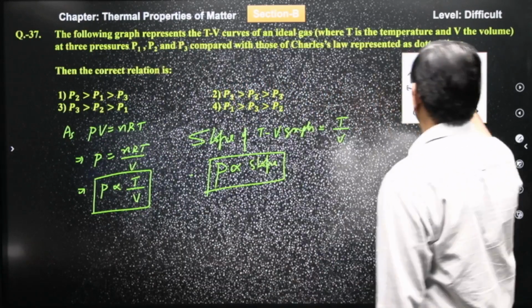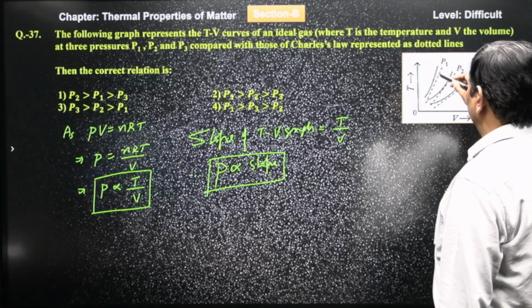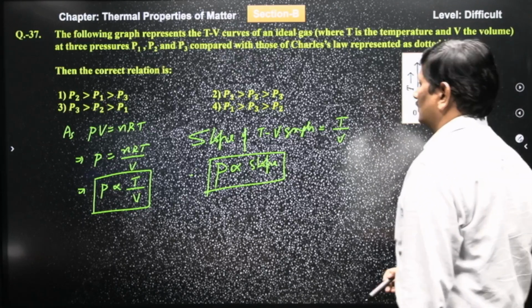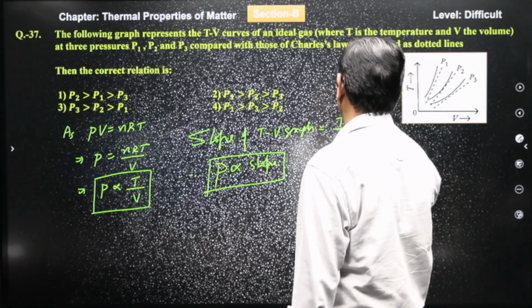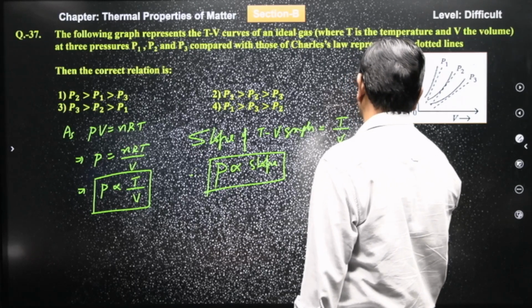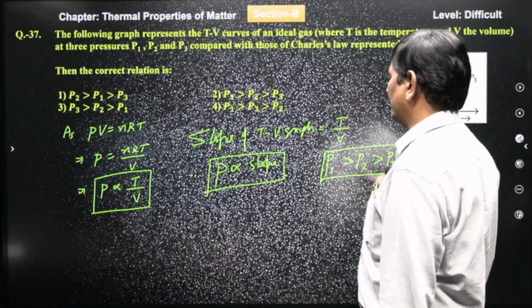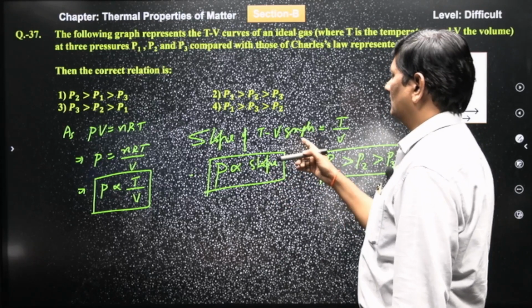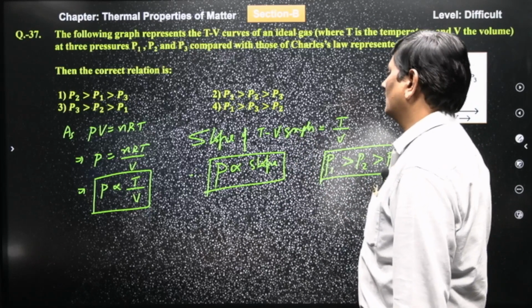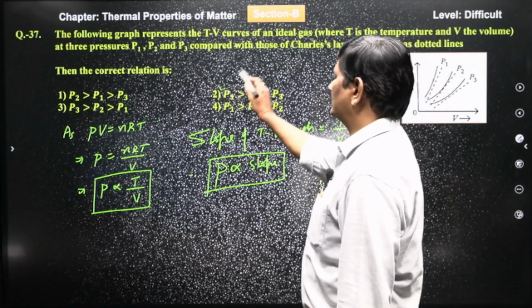So, when you see P1, P2, P3, P1 has more slope, next P2, next P3. So, when you follow the order, P1 is greater than P2, which is greater than P3. So, the highest pressure is P1 and the least pressure is P3. See that. P1 greater than P2 greater than P3, second option.